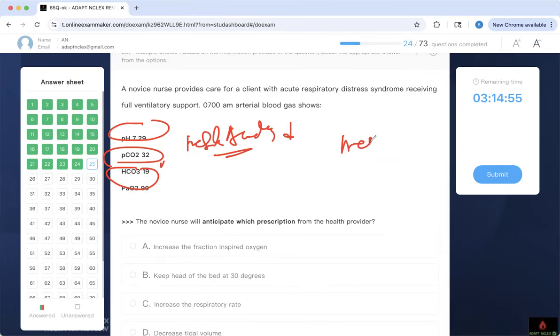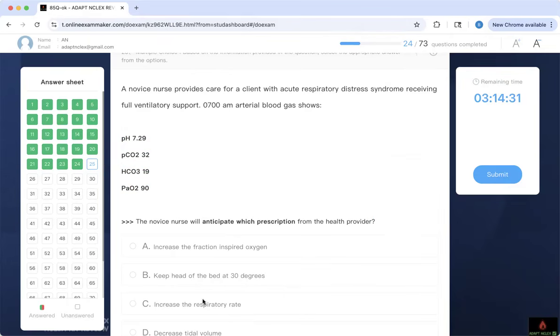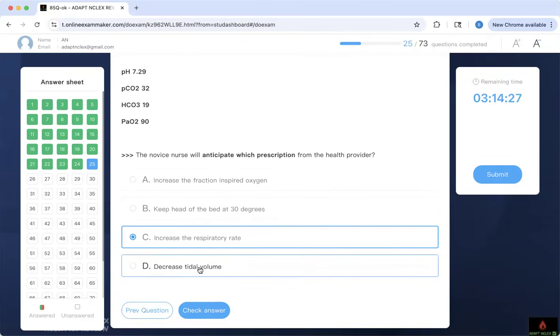So you have metabolic acidosis. We can repair it doing what? Respiratory opposite acidosis, you put alkalosis. What is alkalosis? The patient is trying to do it to compensate, 32. That means we got to increase the respiratory rate. Therefore, increase the respiratory rate. If you decrease the tidal volume, you're going to increase more acidosis. You create what? Respiratory acidosis.